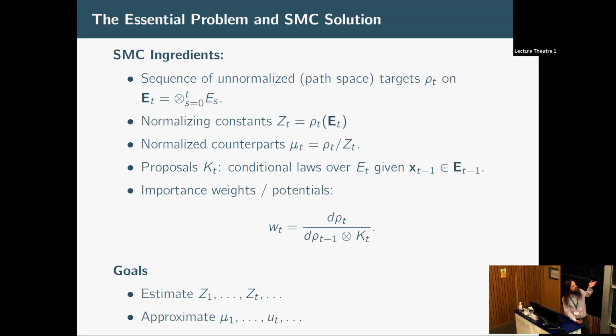We have some proposals which are essentially conditional laws over the next point in this path space, given what came before, and we have some potential, some importance weights which are a change of measure from one distribution in that sequence in the proposal to the next distribution. So we want to do things like approximate the sequence of normalizing constants, or maybe just the final normalizing constant, and approximate the sequence of normalized measures, or maybe just the final.